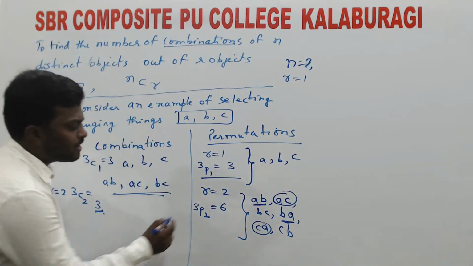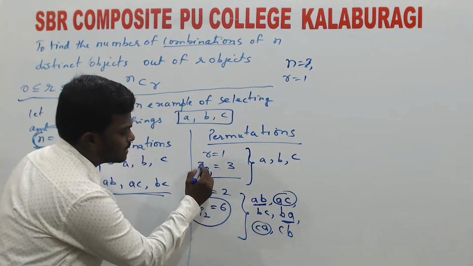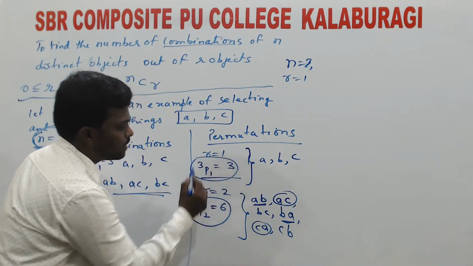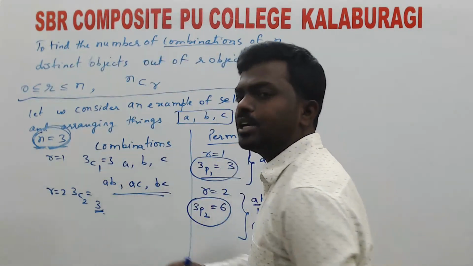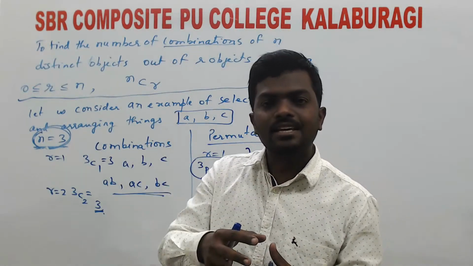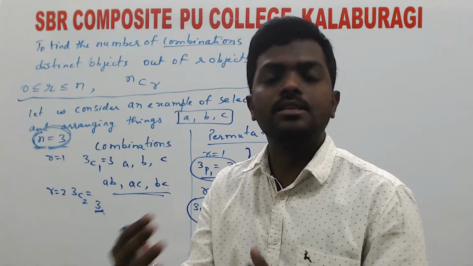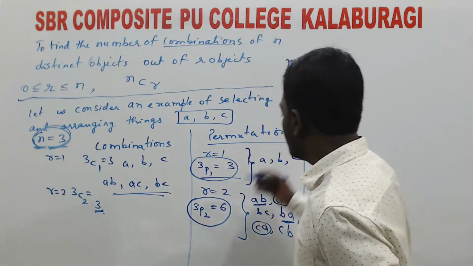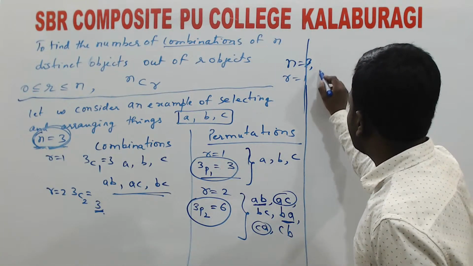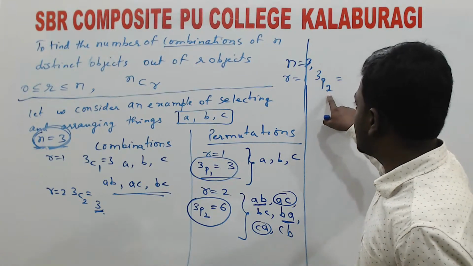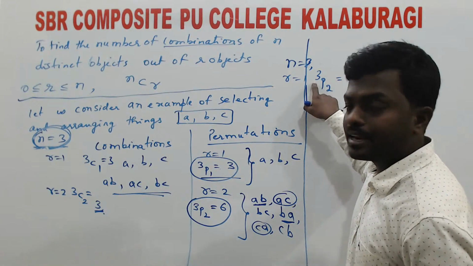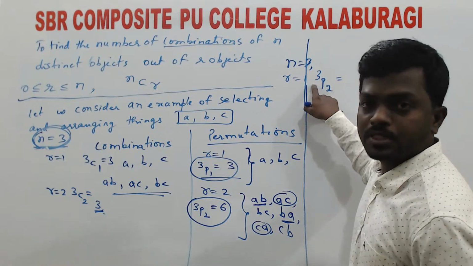Now, by formula you are sure that 3P1 is equal to 3 and 3P2 is equal to 6. I have told you that in permutation we select the things and arrange those things among themselves. So now look here. Can I say 3P2, you are arranging two things out of three objects?